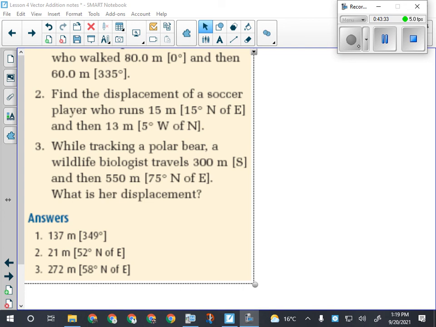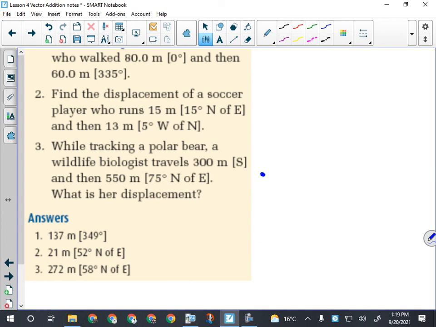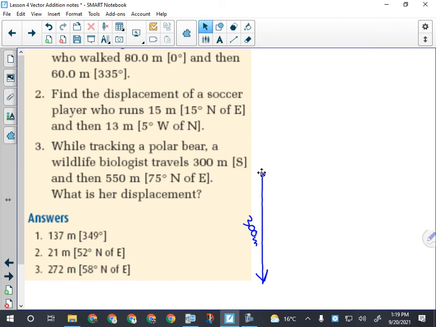Just so you've got the diagram, we're going to draw the diagram on here. So my first vector is 300 meters due south. So this little blue dot is going to be my initial position, or my starting point. I'm going to go 300 meters due south. All right, here's where scale becomes important. My next vector is 550 meters. That's almost twice as long as my original vector. And it's 75 degrees north of east, so it's very steep.